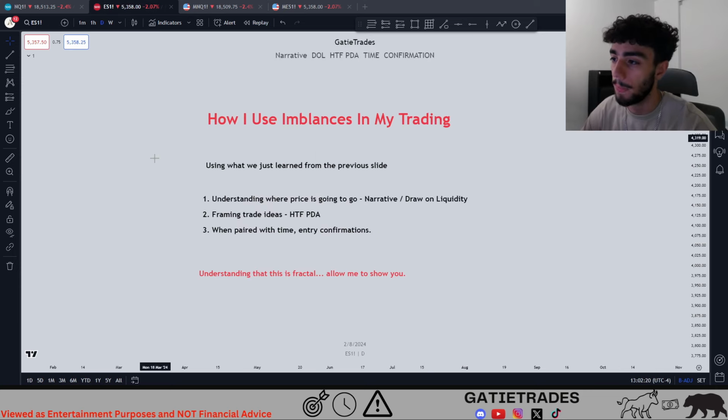So with that being said, you can see now how I use the first part of imbalances to understand where price is going to go, which helps me with my narrative and drawn liquidity, framing trade ideas for the higher time frame PD array component of my model, and then finally understanding that this is fractal. You can understand when paired with time, entry confirmations are available when you use imbalances in your trading. So that's how I use imbalances in my trading, very similar to how I use liquidity. I think everyone should honestly be using imbalances and liquidity in their trading, and it's going to really help you improve where price is going to go and frame trade ideas that you can enter off of that yield really good risk to reward setups.